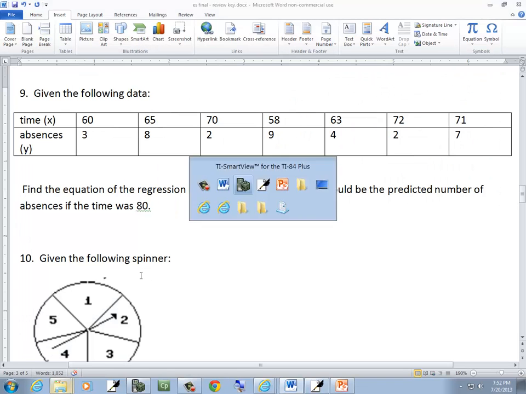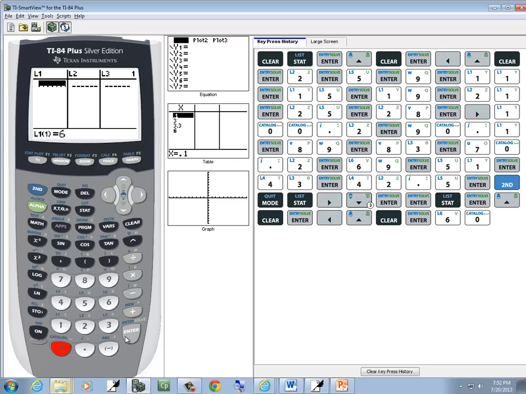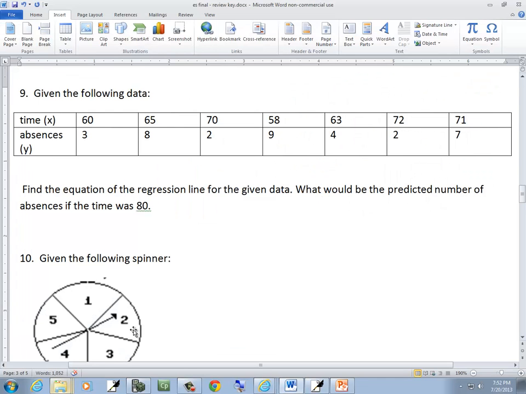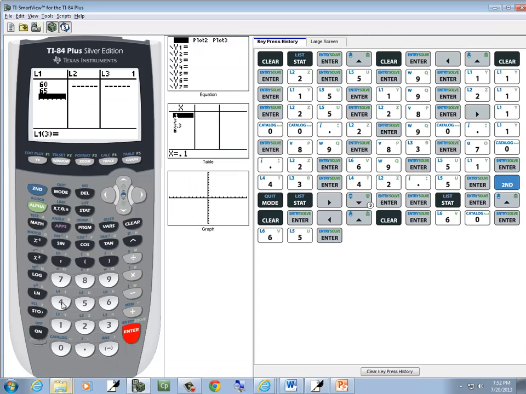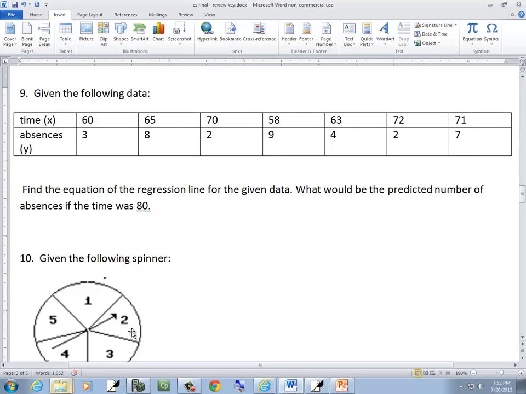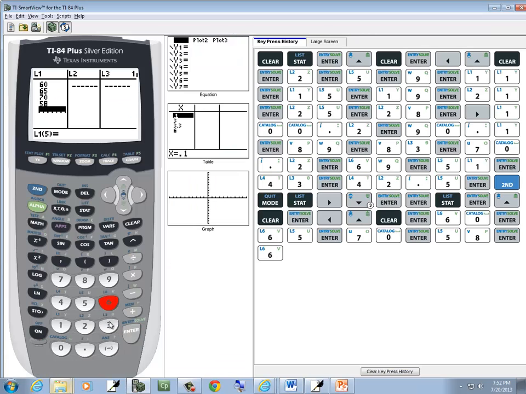L1, 60, 65. I'll take my glasses off. That's kind of bothering my ears. Okay, 70, 58, 63, 72, 71.